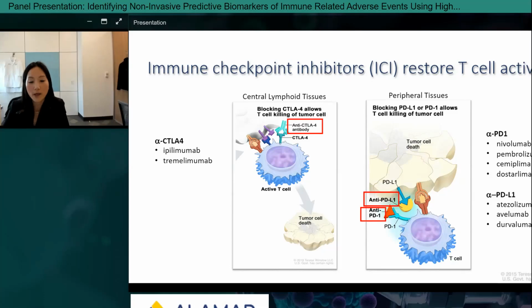So immune checkpoint inhibitors are a transformative class of cancer therapies. By blocking inhibitory pathways such as CTLA4, PD1, PDL1, they release the natural brakes on T cells, enhancing anti-tumor activity. But these same mechanisms can also trigger off-target immune responses, leading to autoimmune complications.